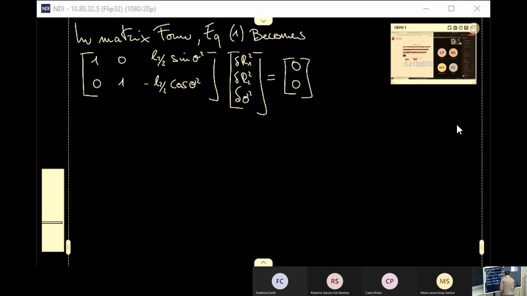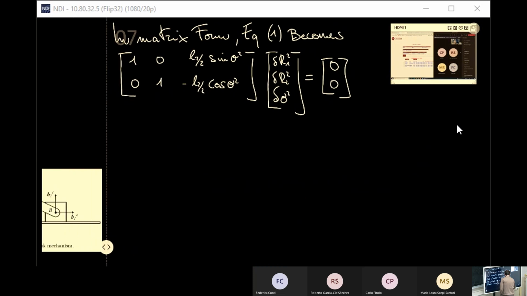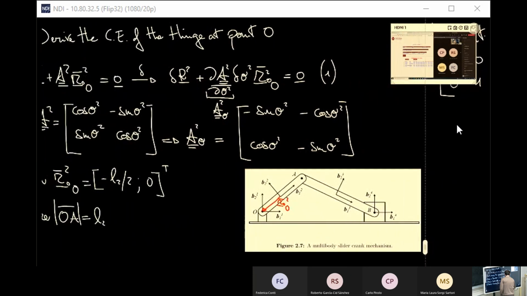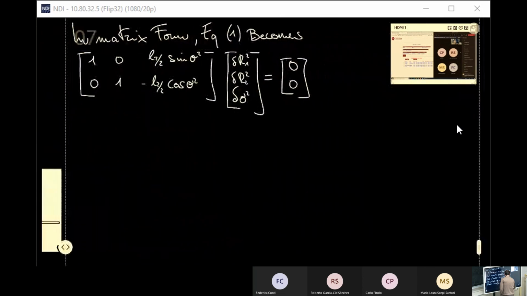Okay? Is this clear where this comes from? Comes from here. If I substitute everything here, and then I try to write it as a matrix multiplication, you get this. And so this is again Q2. Of course, the same goes for the hinges at point A and B. Exactly the same.